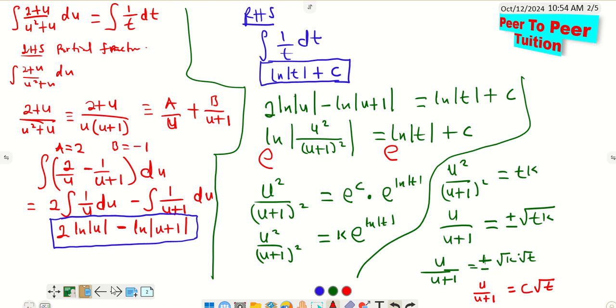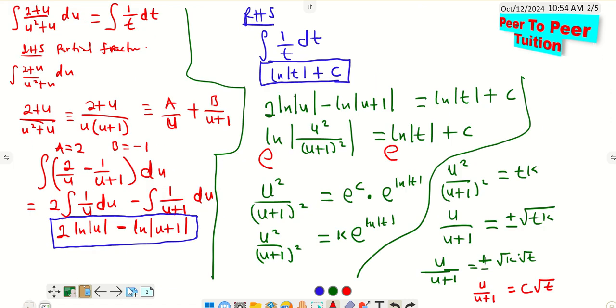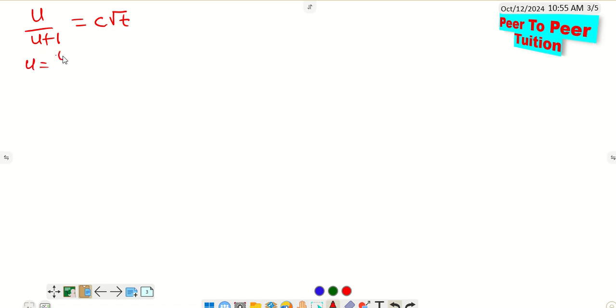But remember that we made a substitution from the very beginning that u is equal to t over y. Let's take note of that. So we can substitute that inside, then we will get t over y divided by t over y plus 1 should be equal to c root of t. Where we have gotten to, we can say that it is the solution implicitly.